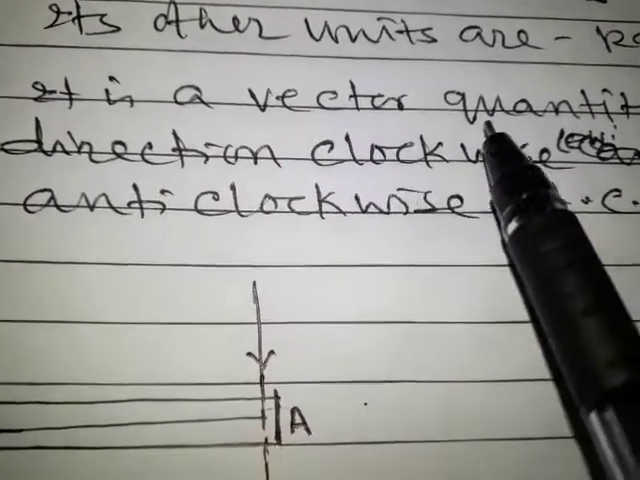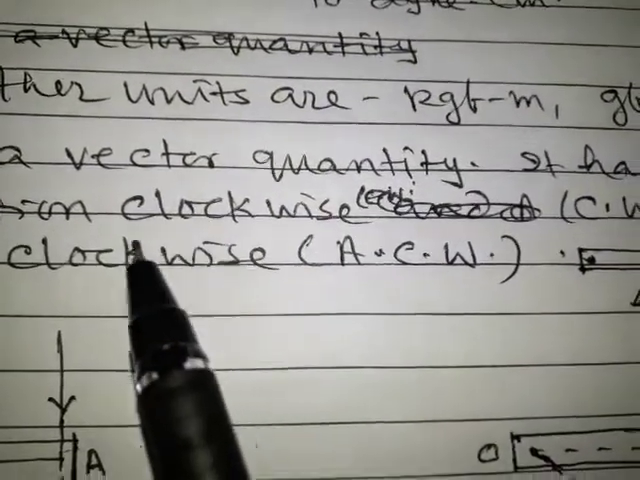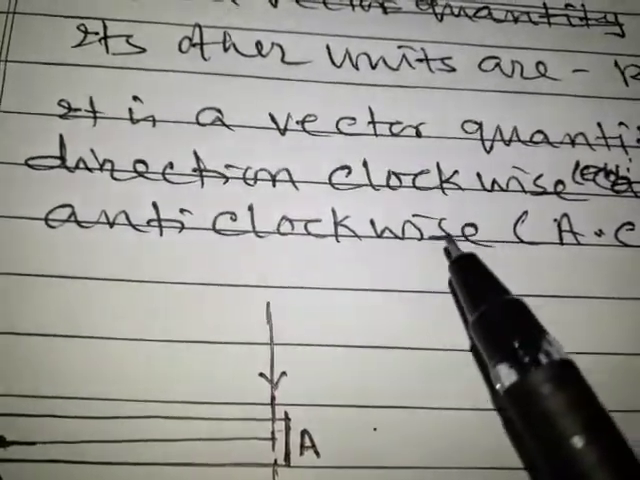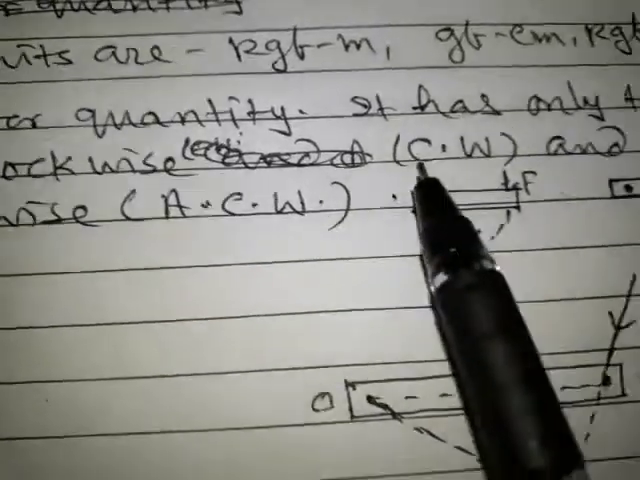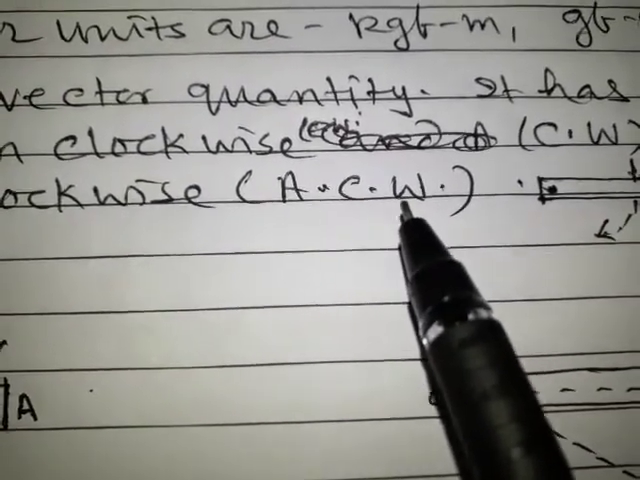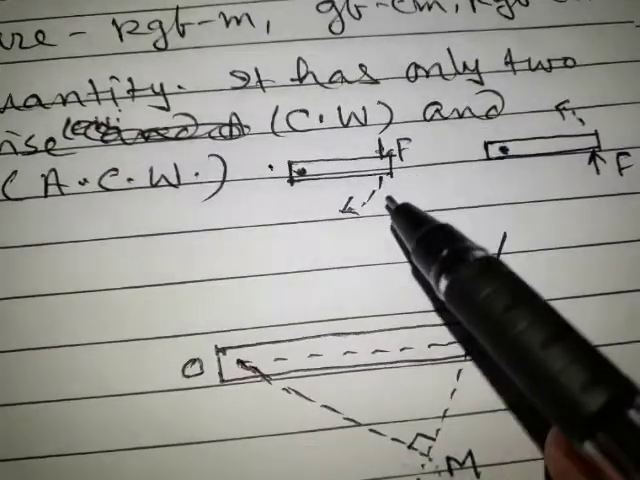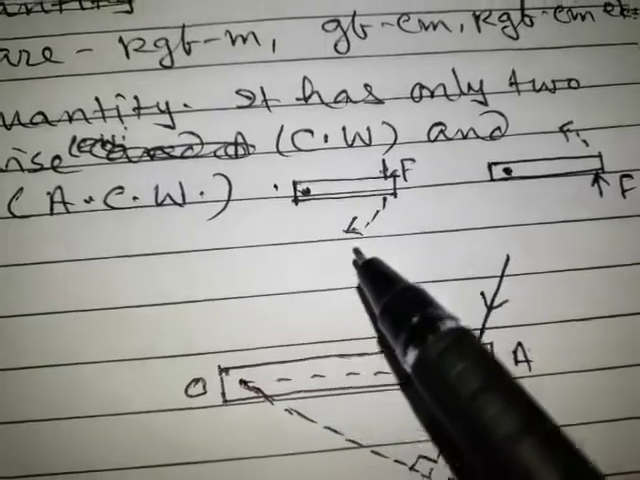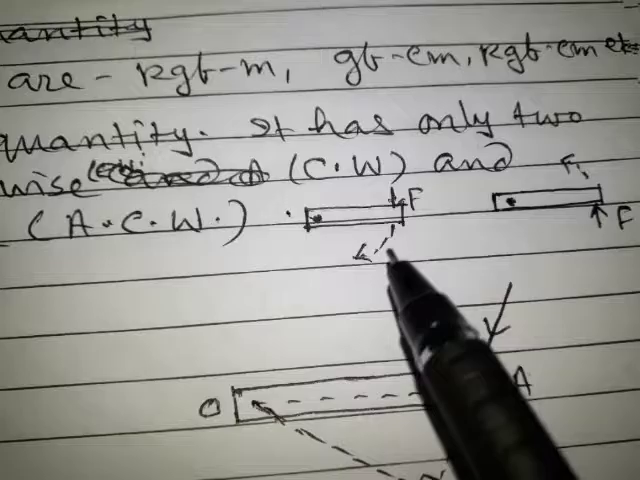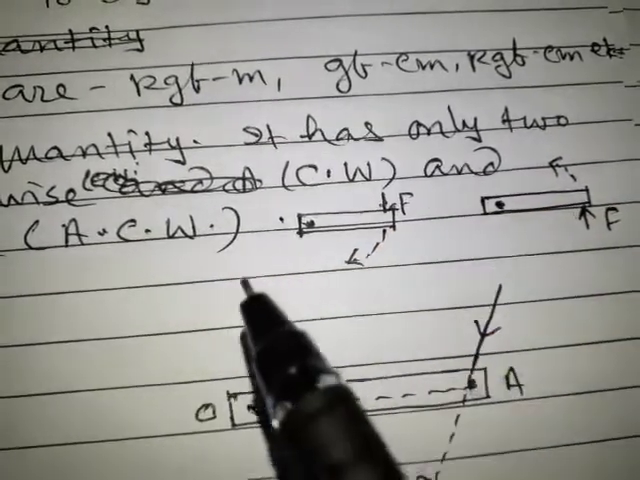Moment of force is a vector quantity, but it has only two directions. One is clockwise, another we call anti-clockwise. CW is clockwise and anti-clockwise is ACW. Clockwise means what? If this force has a tendency to rotate this object along the motion of the hands of a clock, the hands of the clock are moving this way, so 3, 6, 9, 12 like that. So this is the rotation clockwise.